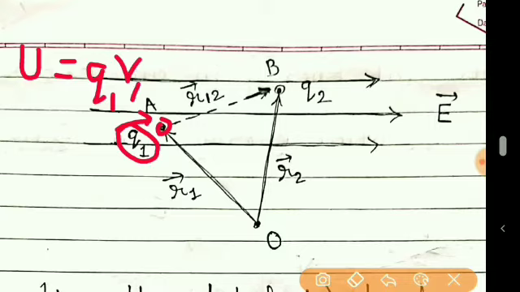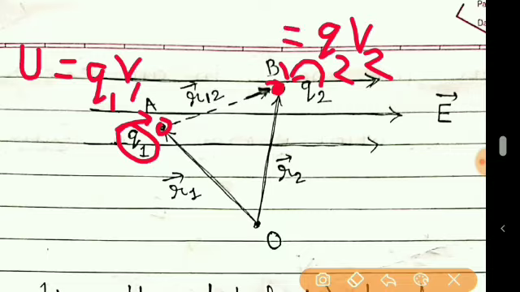Similarly, this point B is in an electric field and a charge Q2 is present at this point B. So the potential related to this point B is suppose V2, and the charge present there is Q2. So the potential energy related to it is U2. So the individual potential energies of these charges are given here, U1 and U2.